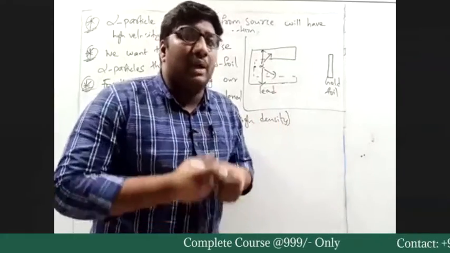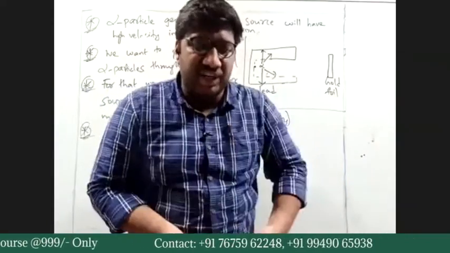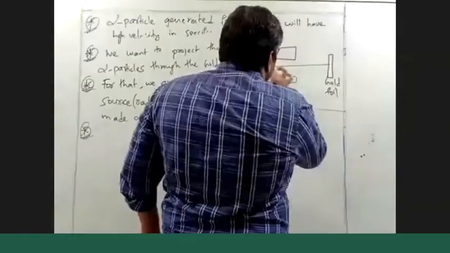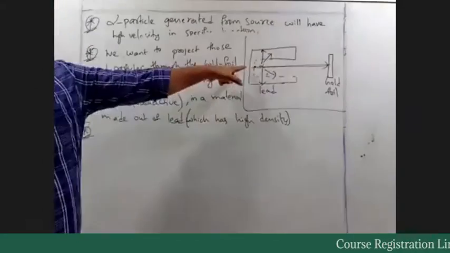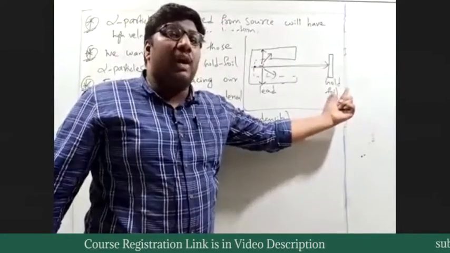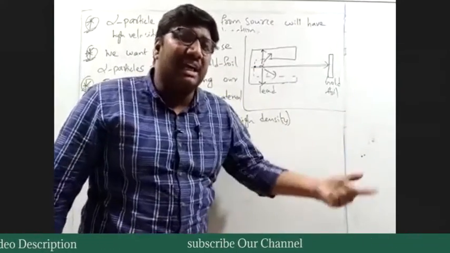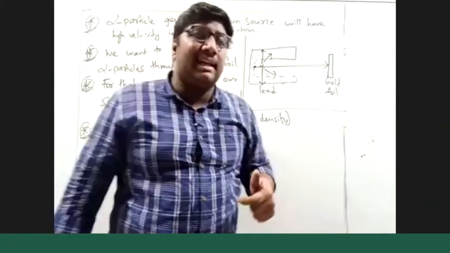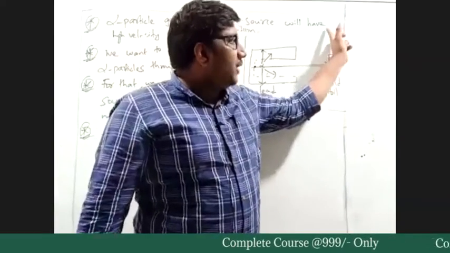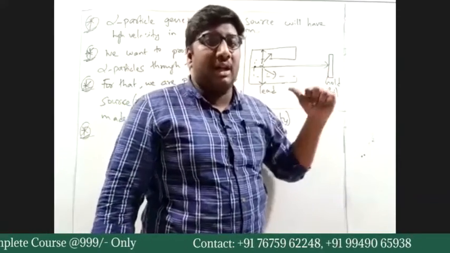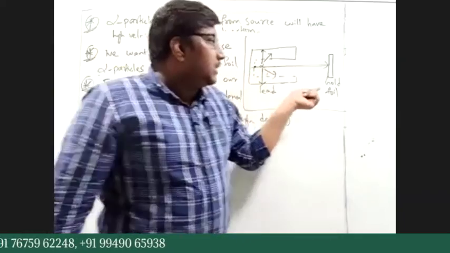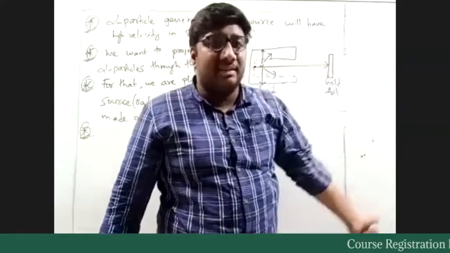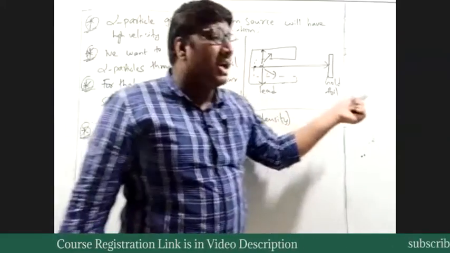Why do we require a material of high density? See here the alpha particle. We want to move this alpha particle in this direction, right? We want it to pass exactly through this gold foil and then check what happens. In the figure, you have a screen after the gold foil. So you want to pass this alpha particle through the gold foil and check its position on the screen.